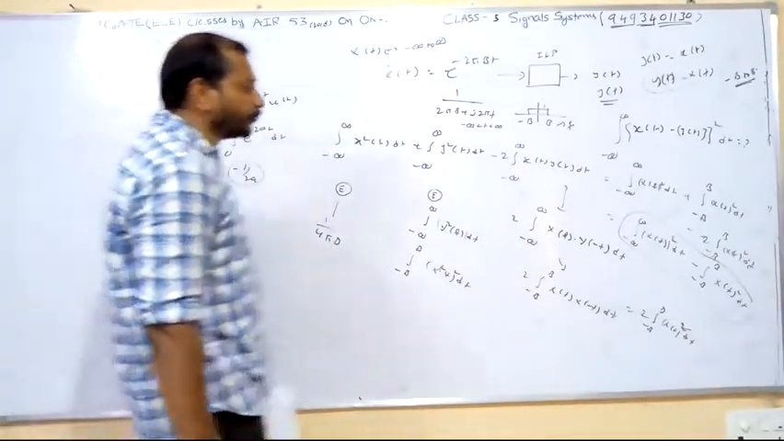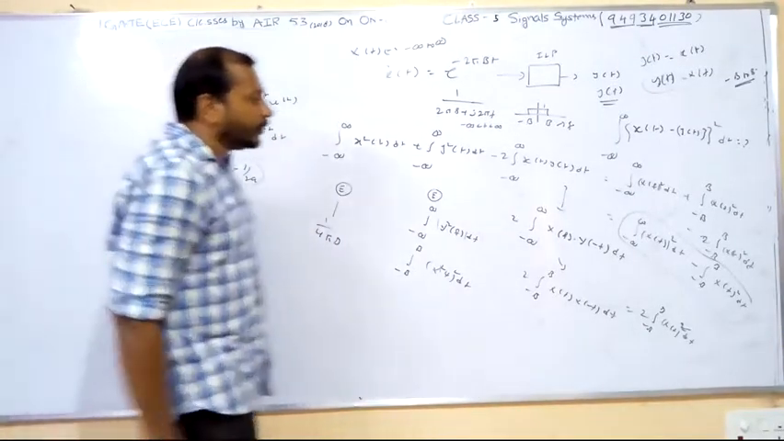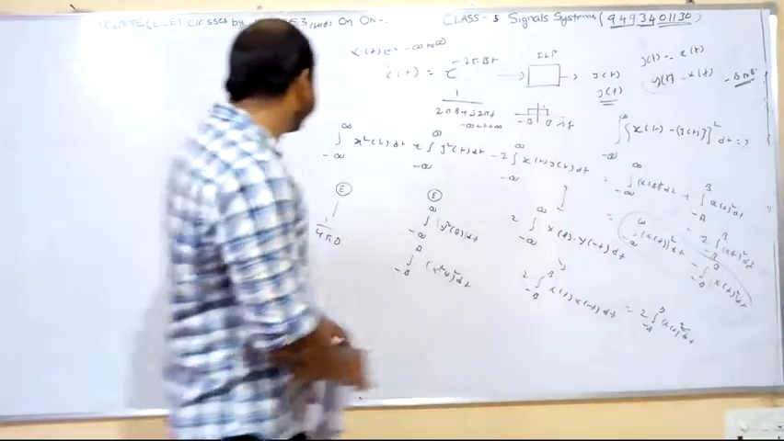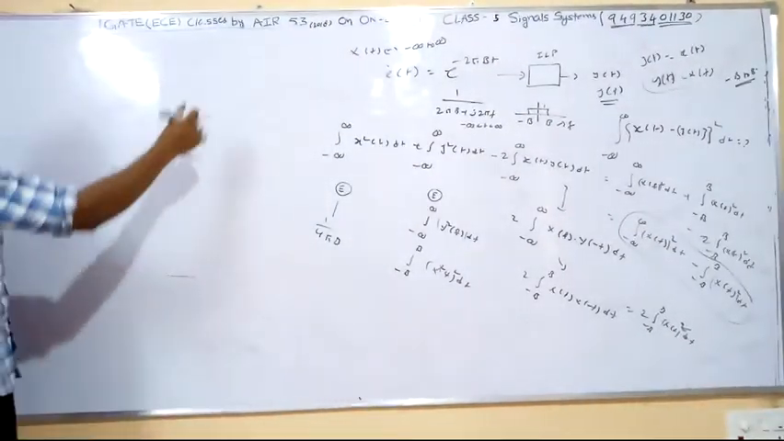The first one you already know, this is the energy of the signal only, which is equal to 1 by 4 pi b. Now what about this value? Already we have x of f equal to 1 by 2 pi b plus 2 pi f.